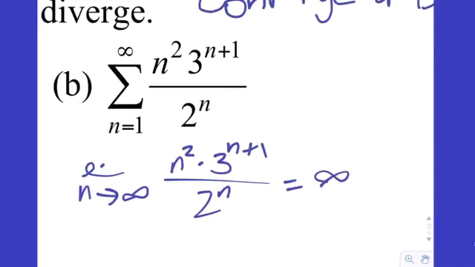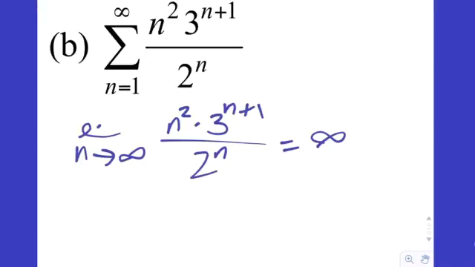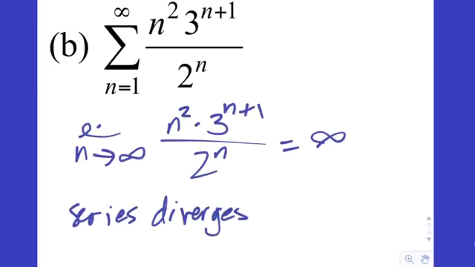And it's got a plus 1, so it's like an extra 3 there as well. So this goes to infinity. Okay? Therefore, the series does what? Diverges. By the ratio test? No, by the nth term test.